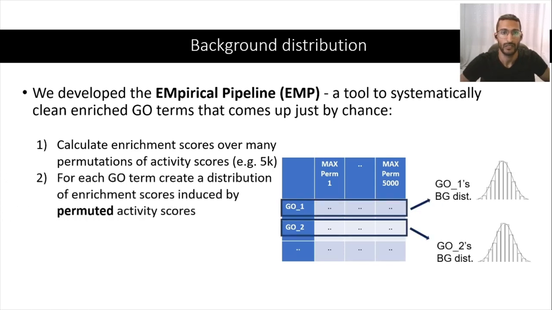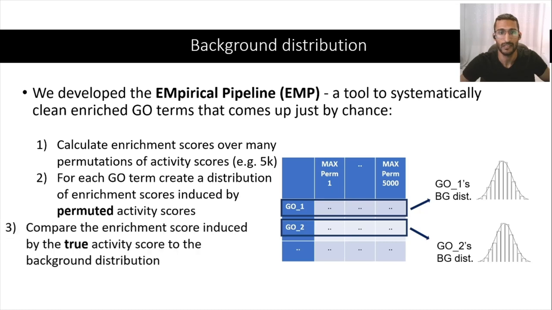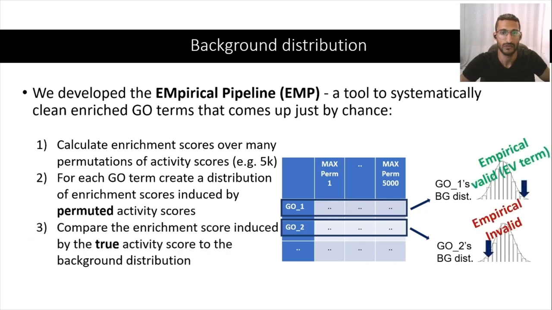Then, we can use these enrichment scores to generate a background distribution of enrichment scores per GO term and use it to test how high the true enrichment score is compared to the polluted ones. A GO term that has a significantly higher true enrichment score compared to the background is called an empirically validated GO term, or EV term for short.